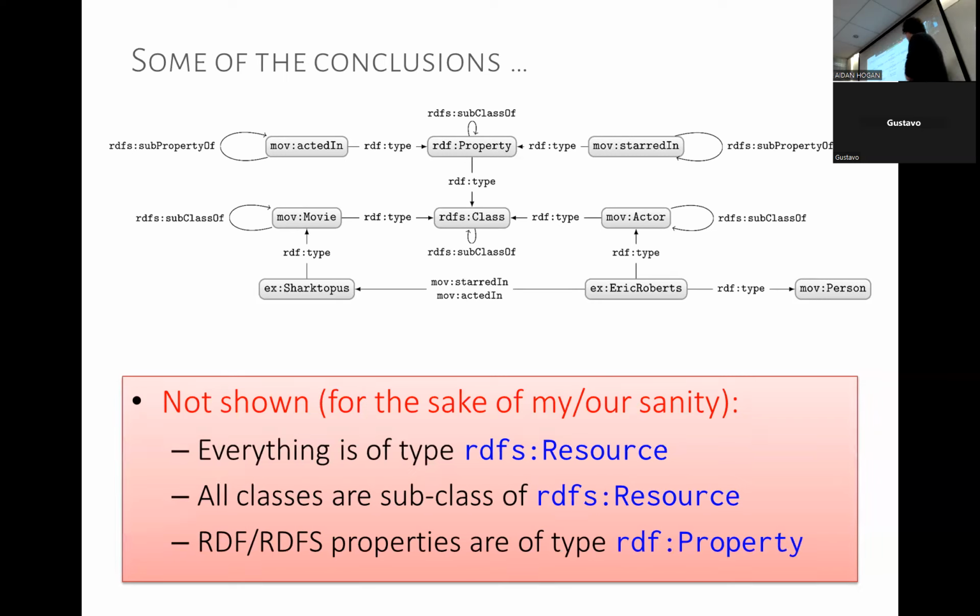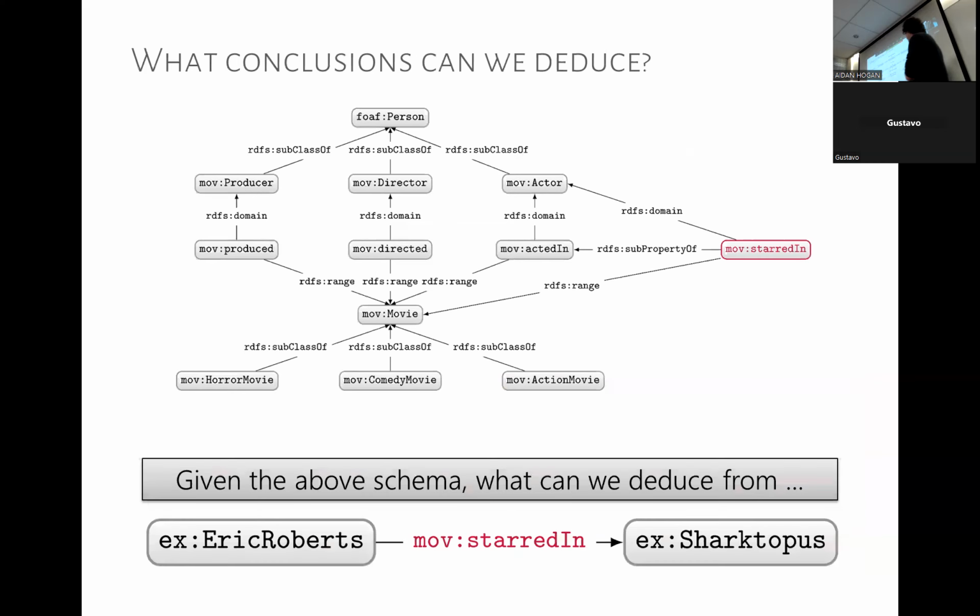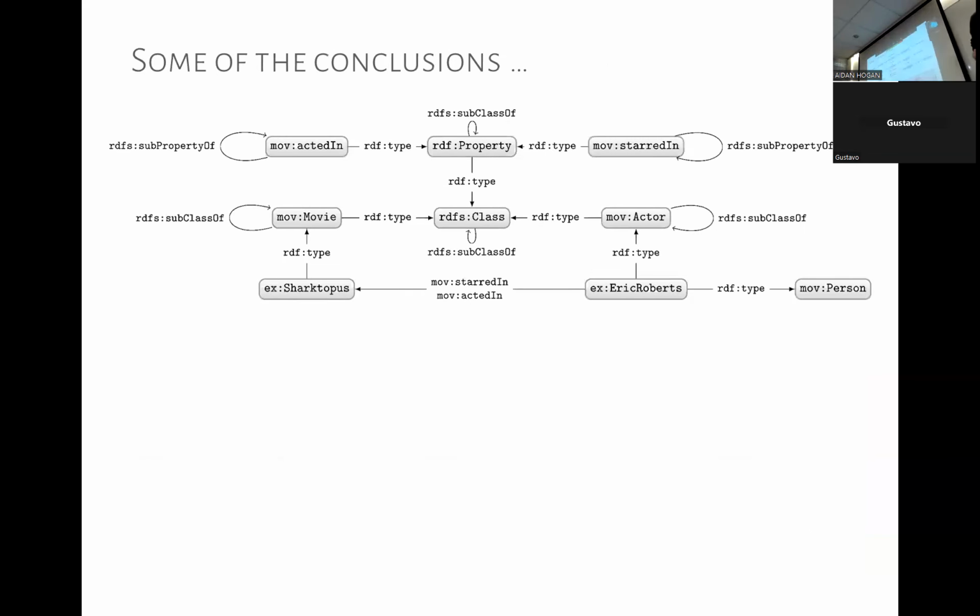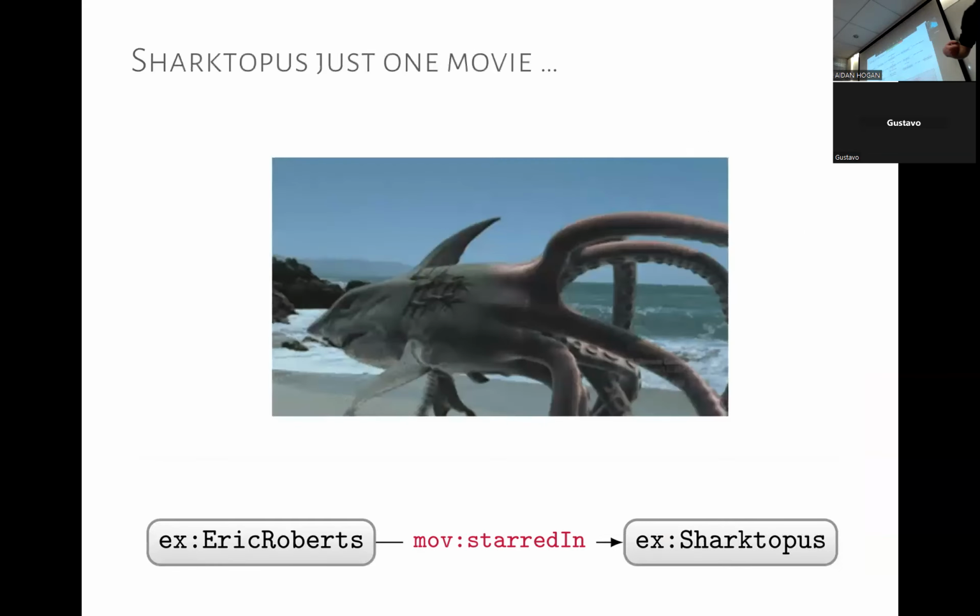Okay, but the cool stuff here is that we can at least figure out, based on this simple triple and this definition, that Eric Roberts is an actor or person. This is a movie. This implies the acted in relation and so forth, right? So we can start to do some automated inference, deductive inference on this.